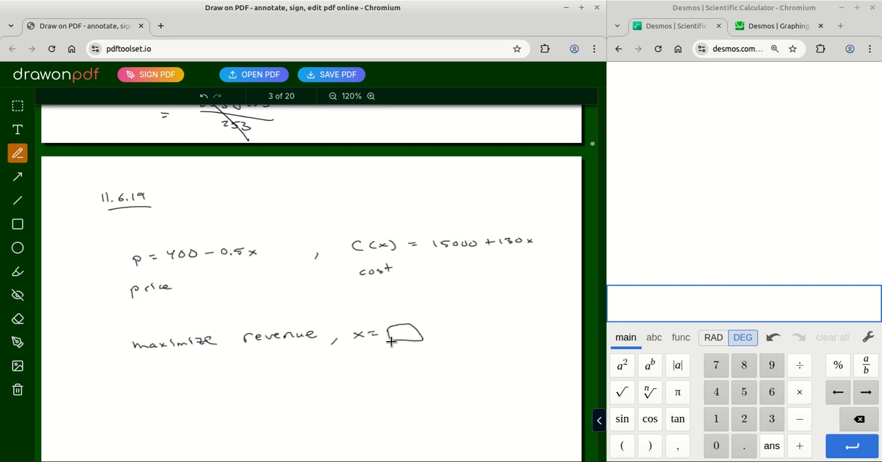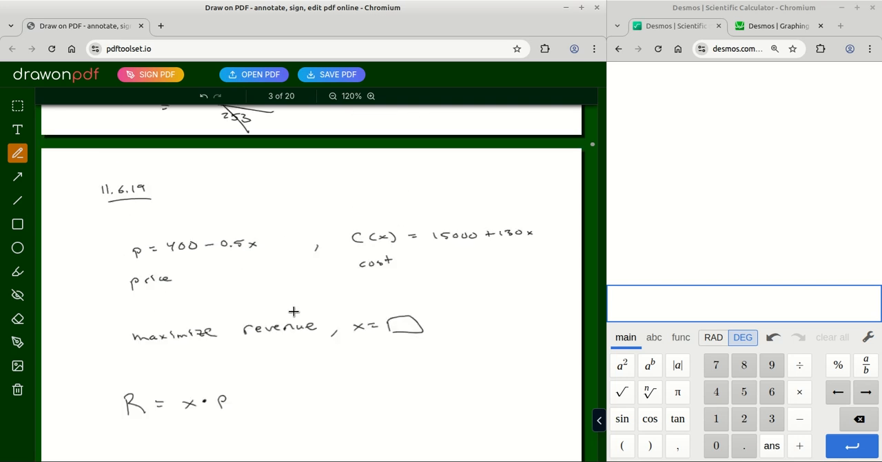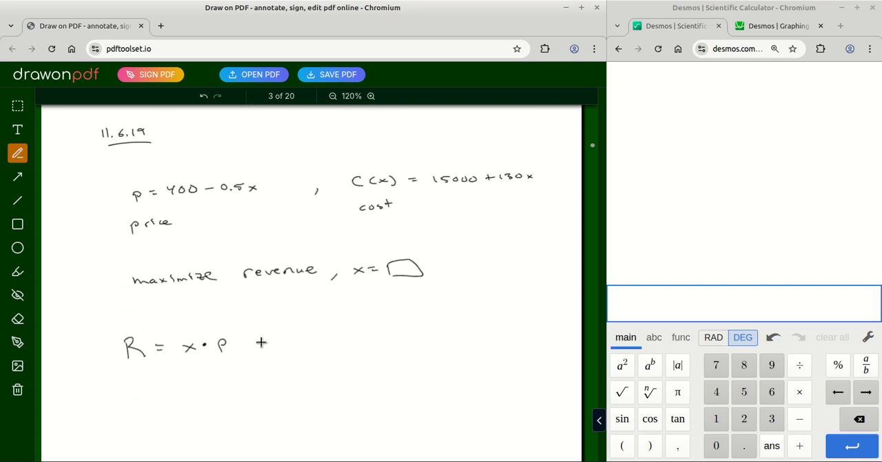Okay, so first off, we need to know what revenue is. Well, here's a formula for revenue. It's x times p. So why is the cost in there? Oh, it continues. This is only part A. Okay. I was like, that has nothing to do with cost. Why is that in there? It's only part A. It's fine. Okay, so x times p. And so I would say x times the 400 minus 0.5x. And I'm going to distribute that x.